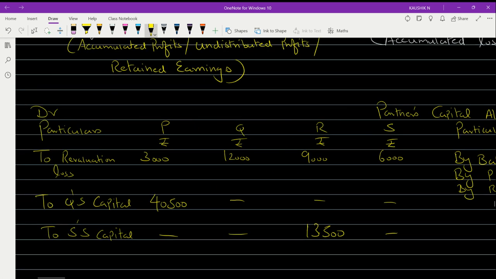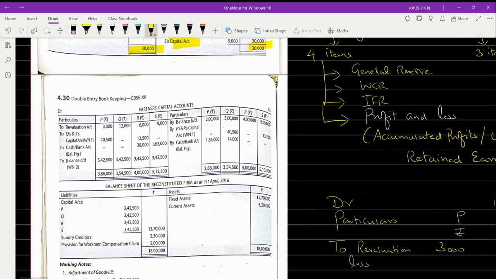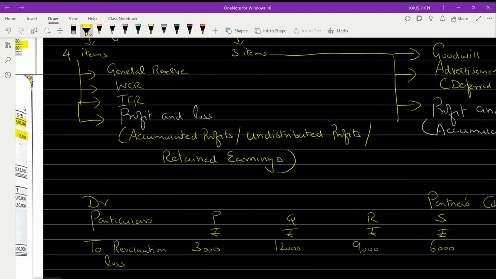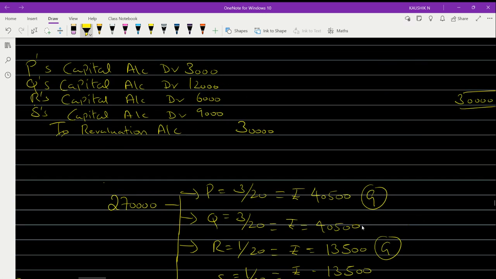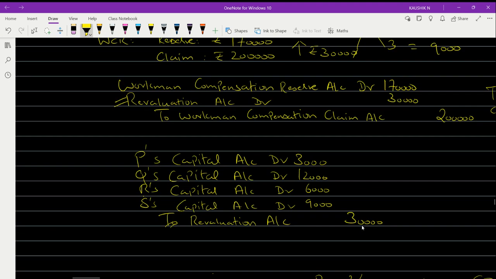Okay. Now you can also check your partner's capital, whatever we have done is available out there or not. By balance brought down, by P's and R's, they are taken together as one line item. We have taken it separately, not an issue. So these values are available, and these values are also available. Here the revaluation loss value we took into account, and then Q and S capital account 4500 and 13500 we have taken into account. Apart from this, we don't have anything else. Now, let us try to find out the total of the partner's capital account. What is the net value that we have gotten?